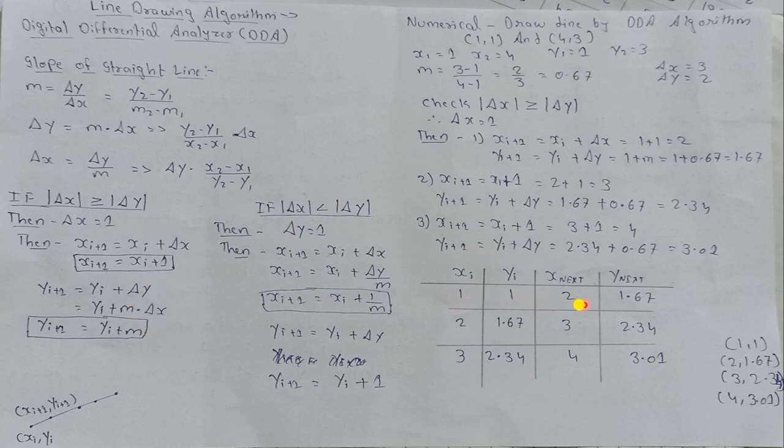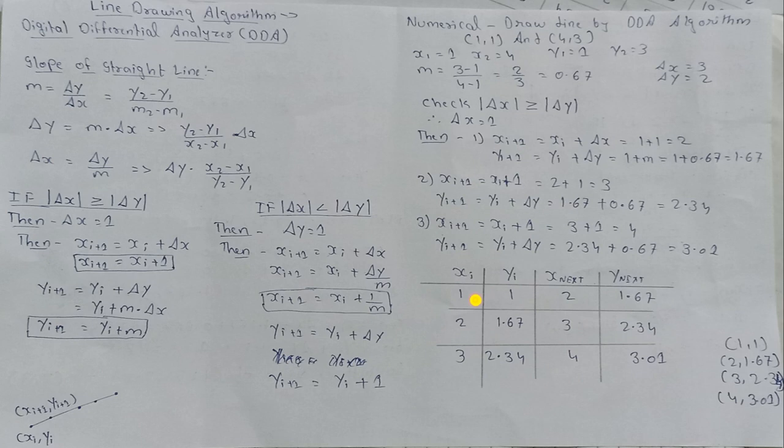When we are going to find out the next points, the previous points will be our current points. We have already got the xi and yi points here, first only the 1 comma 1, the first point. To find out the next point, the previous point will become the current point. Similarly, to find out the next point 2 comma 1.67, the previous point, whatever the xi comma yi, will become the current point.